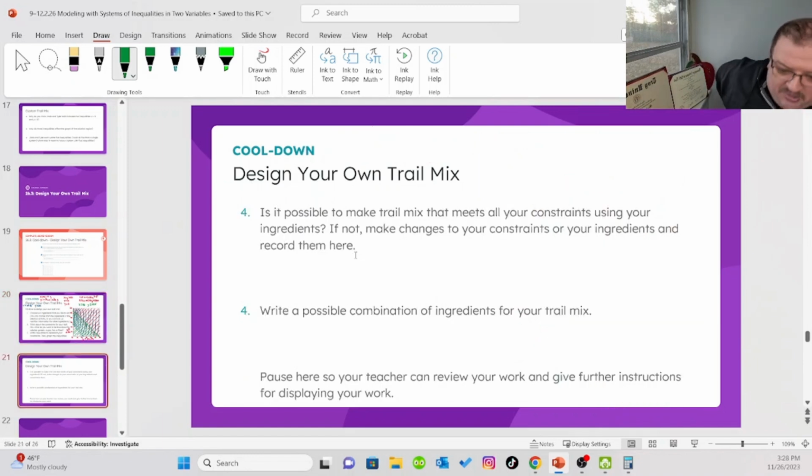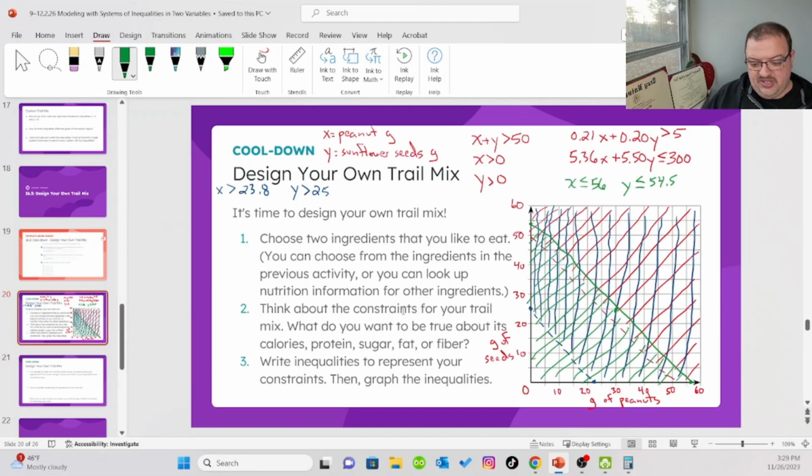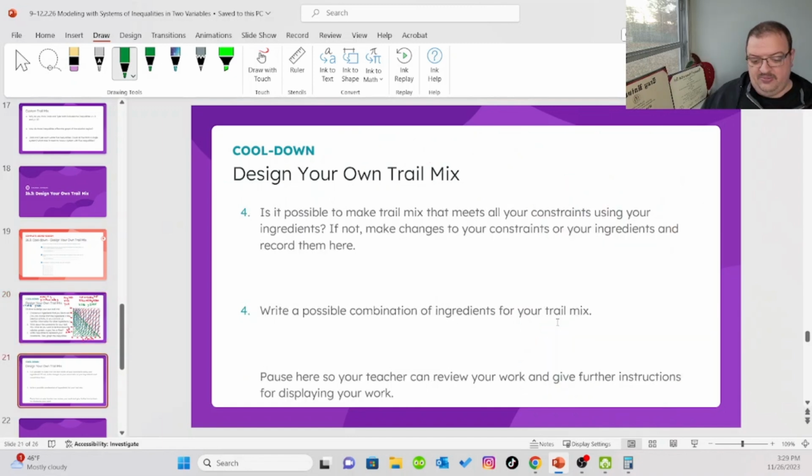Is it possible to make trail mix that meets all your constraints using your ingredients? Yes, I did make an adjustment to make sure that I could graph it on my graph, but I did have that strip of points where it satisfied all of my constraints. Write a possible combination of ingredients for your trail mix. We said it looked like 30 grams of peanuts and 25 grams of seeds.